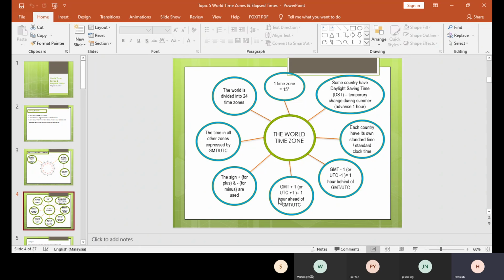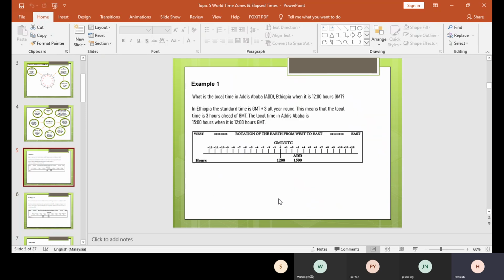GMT minus 1 means 1 hour behind GMT. And GMT plus 1 means 1 hour ahead of GMT. The signs plus and minus are used for the world time zone to identify or allocate the timing, whether you need to plus 1 hour or minus 1 hour. So the plus and minus is an indicator to add or subtract the time. That is the basic theory. Later on, I will show you how to calculate it.